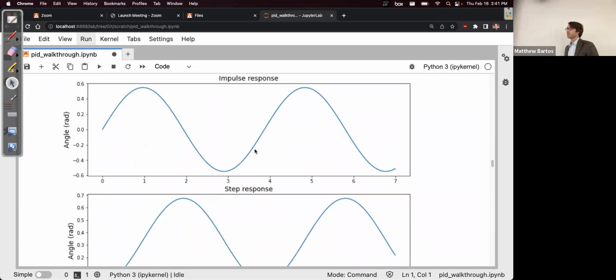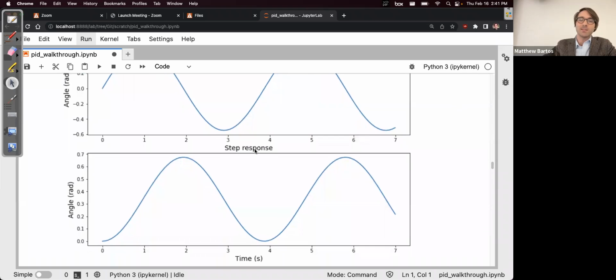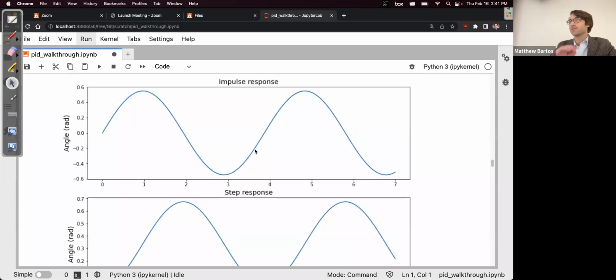Okay, so this is what the response looks like. The top is the response to an impulsive input, and the bottom is a response to a step input. So is the system stable or unstable?